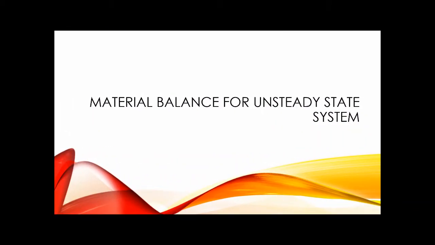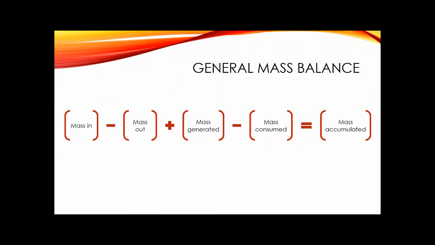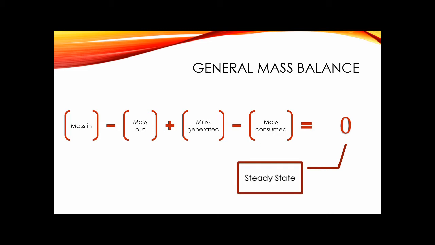Okay, so for the material balance for unsteady state systems, if you remember your general mass balance calculations in the previous lectures, we have mass in minus mass out plus mass generated minus mass consumed is equal to the mass accumulated. Now, so far we had only been doing steady states, where your mass accumulation is 0. So the whole equation is equated to 0: mass in minus mass out plus mass generated minus mass consumed is equal to 0. That's for your steady states.